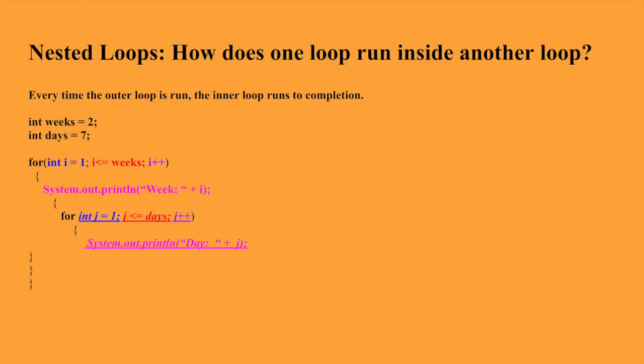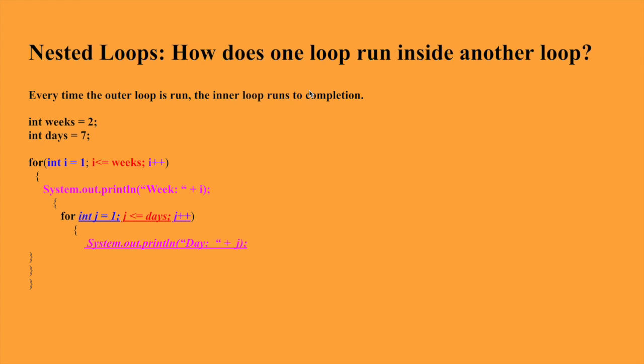Okay, now for the hardest part of this unit: nested loops, or how does one loop run inside of another loop? To answer that question, the outside loop loops the inner loop. Nested loops obviously add another layer of complexity to the concept of looping, but they're incredibly useful. In essence, here's the kicker: every time the outer loop is run, the inner loop runs to completion.